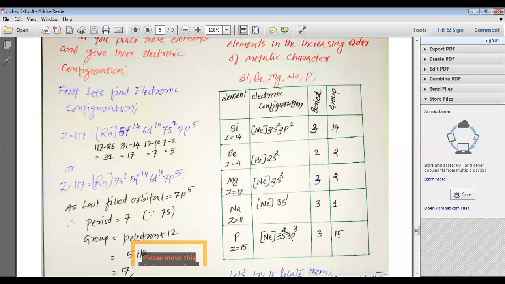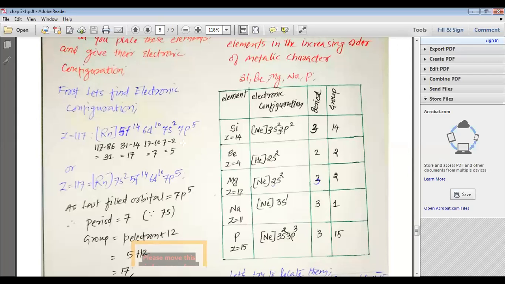In 6d, 10 electrons go. So 17 minus 10, that is 7. So now 7 electrons have been left. Out of these 7 electrons, 2 electrons go into the 7s orbital. So now 5 electrons have been left, and these 5 electrons go into the 7p orbital. So the valence shell has 2 electrons in s and 5 electrons in p. Now looking at this, we can easily come to know that the last electron goes to the 7p, so the element belongs to the p block.